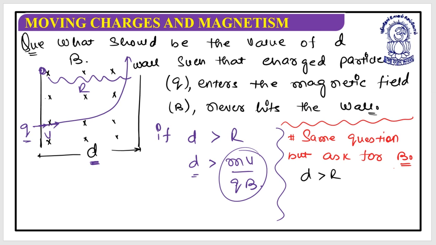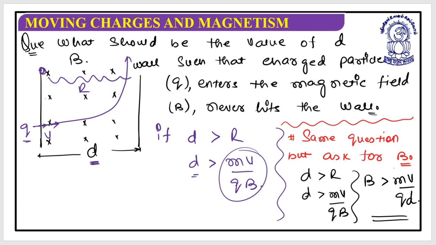That is, D must be greater than R, that is, D must be greater than mv by qB, and according to this, B must be greater than mv by qD. If I am able to do this, it is not going to hit the wall. Is it clear?